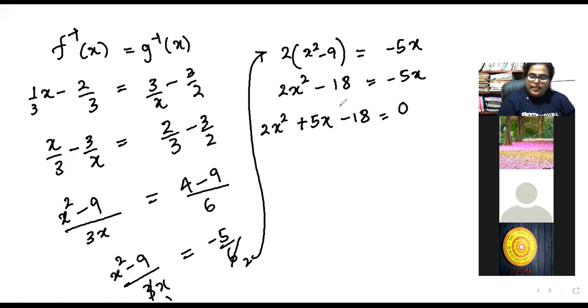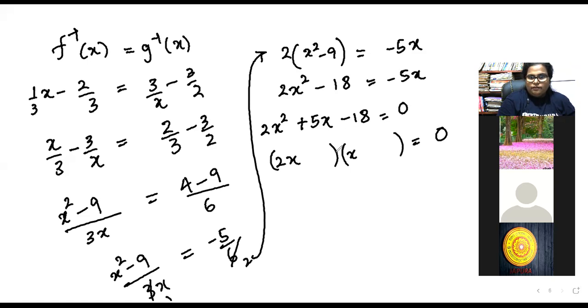So by using a calculator, or by using the formula, or by factorizing, you can use any of these three methods and you can get two solutions for this x here. I'm going to factorize this one here, 2x and x. You have to select two numbers whose multiplication is minus 36 and whose summation is plus 5.